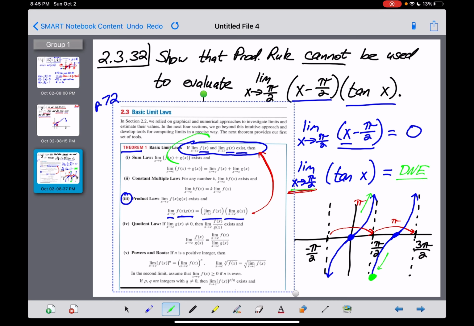So back to this particular hypothesis, you can only use the product law if this limit and this limit both exist. Well, the first one does, but the second one does not. And that's the reason why you cannot use the product rule to evaluate this particular limit, and you'd have to rely on graphical or numerical methods to come up with that limit instead.